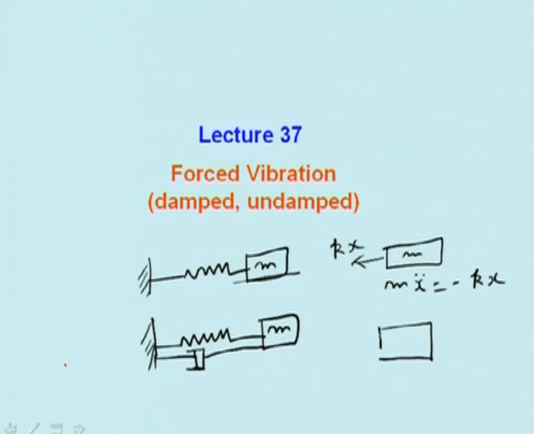this is mass m and this is kx, and this will basically be c x dot. So therefore the governing equation was m x double dot is equal to minus kx minus c x dot. No external force term was present.